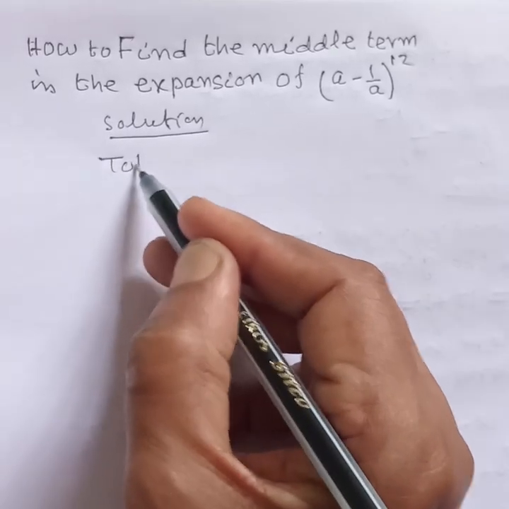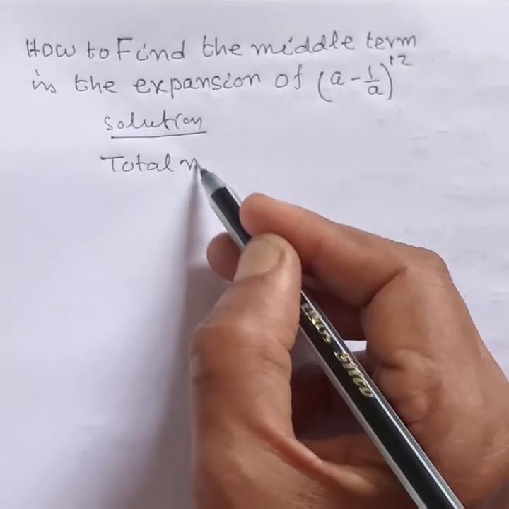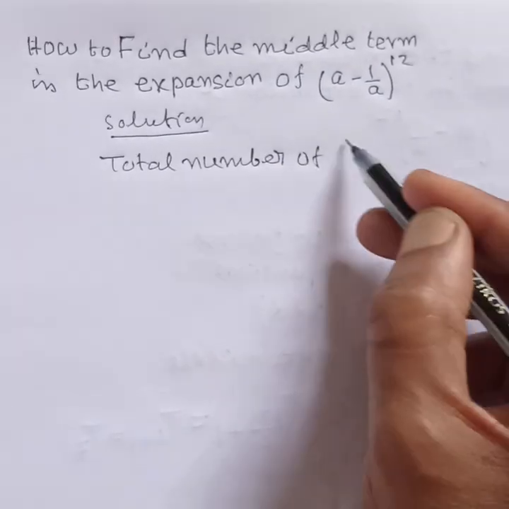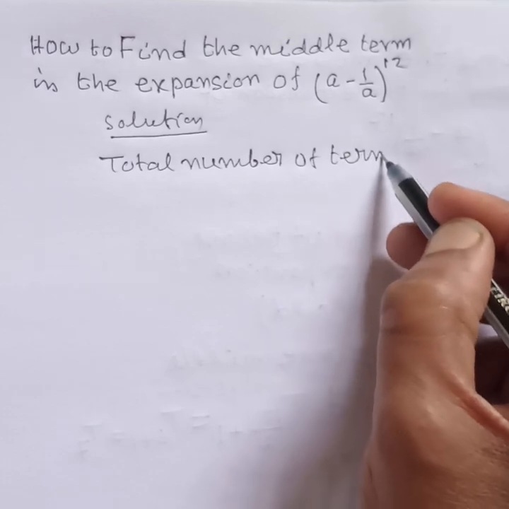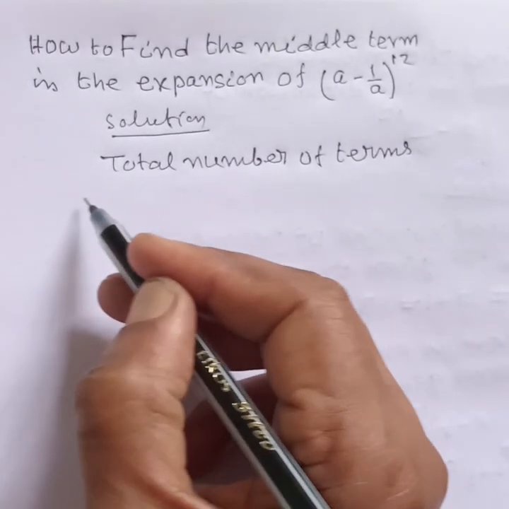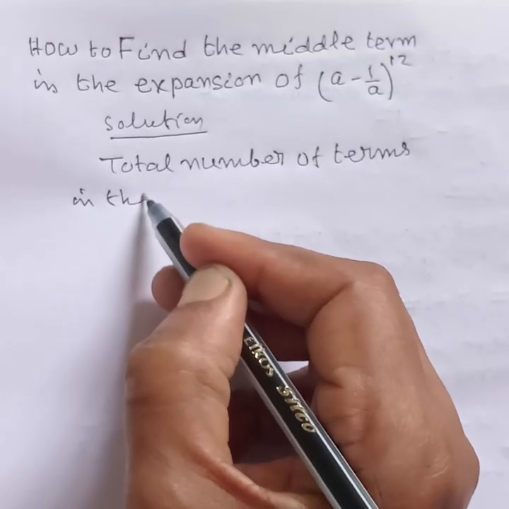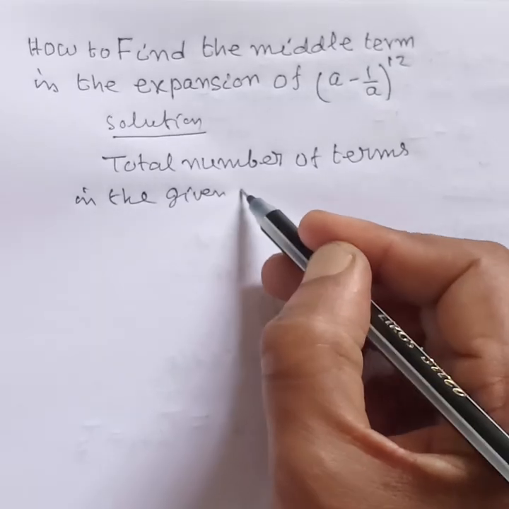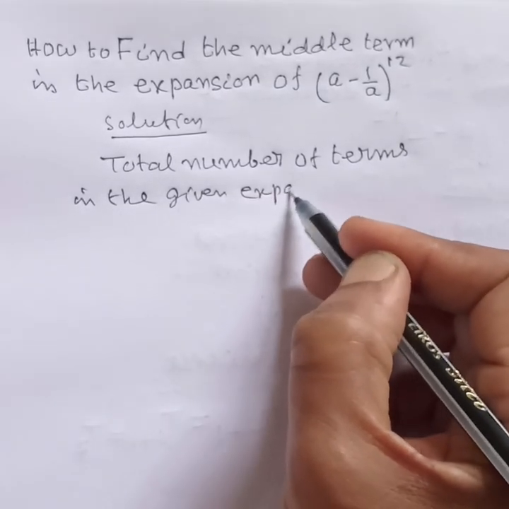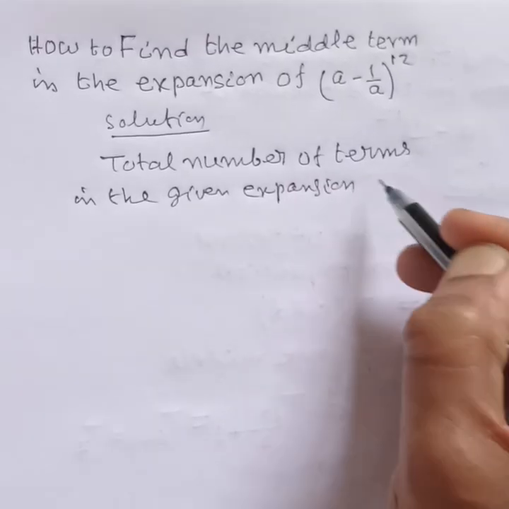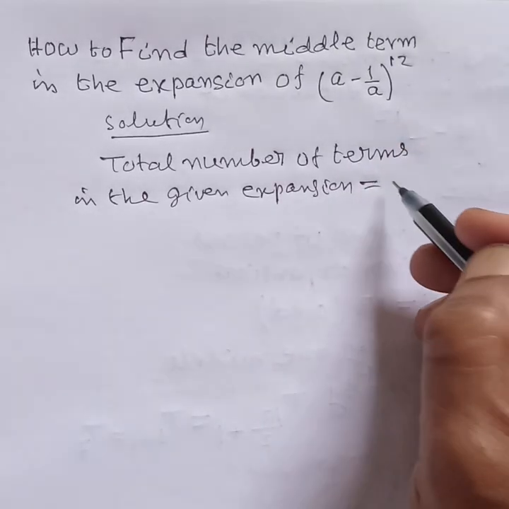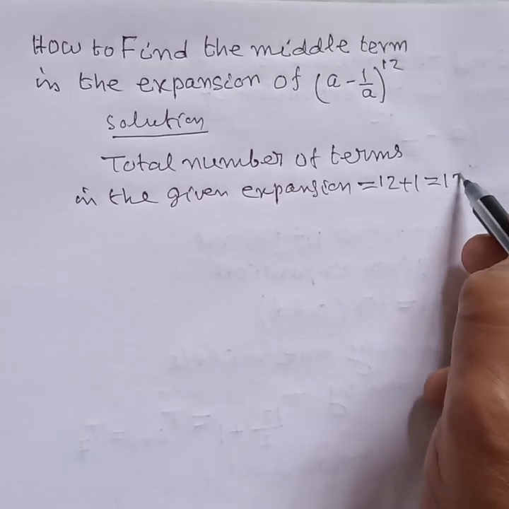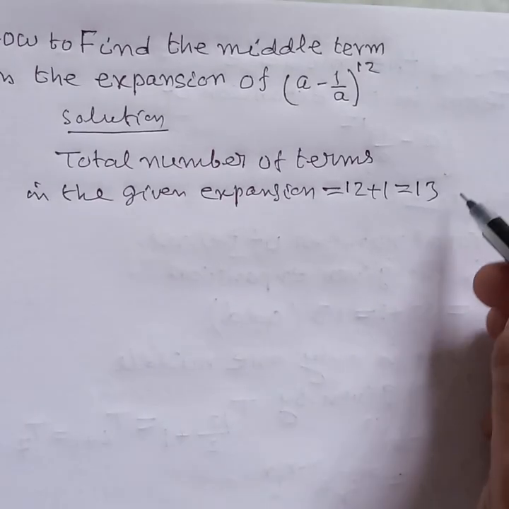Total number of terms in the given expansion is equal to 12 plus 1. 12 plus 1 is equal to 13. 13 is an odd number.